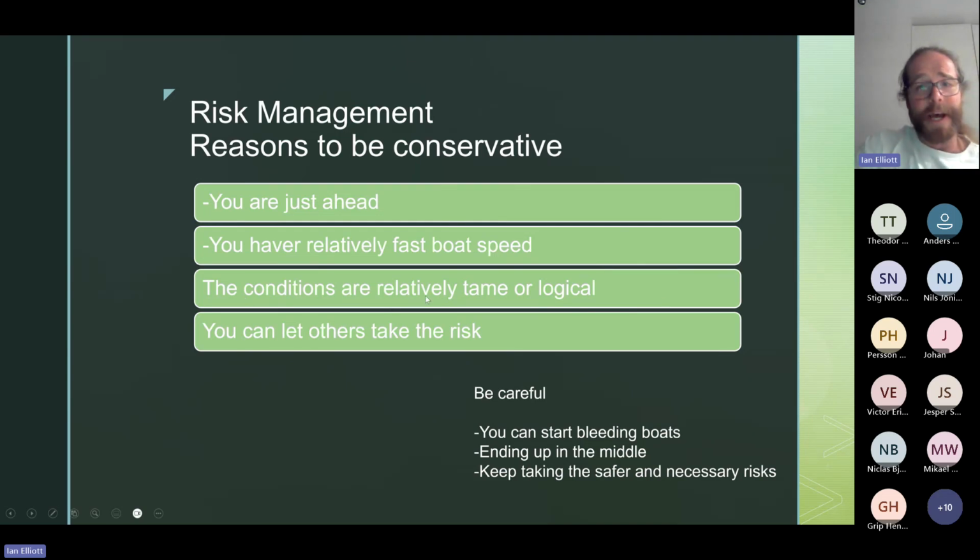The conditions are relatively tame or logical. So if you're trying to stay ahead of someone, it helps that the conditions are reliable, that everything works out nicely. If there are big gusts and shifts, trying to stay in between your competition and the mark might not work. There might be sudden gusts that let people sail around you.